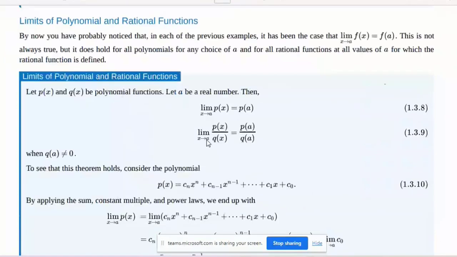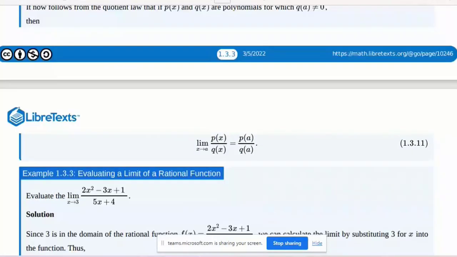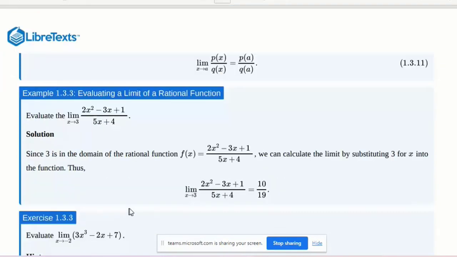Example. Okay, this is the division. Example 1-3-3. Okay, this is how it goes. The limit of (2x squared minus 3x plus 1) over (5x plus 4) as x approaches 3.